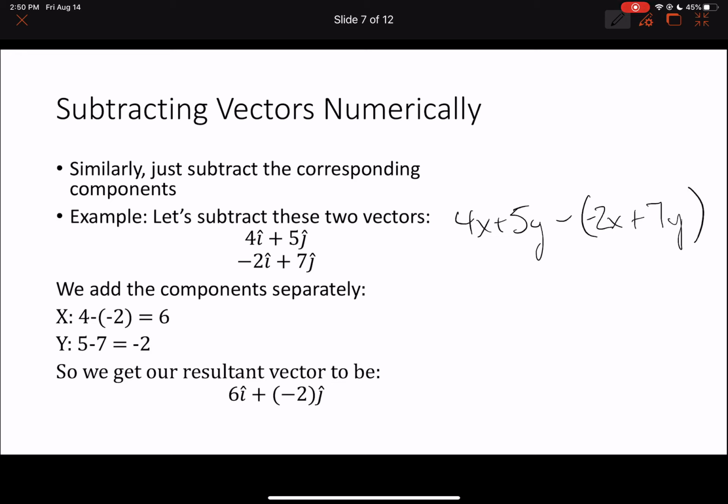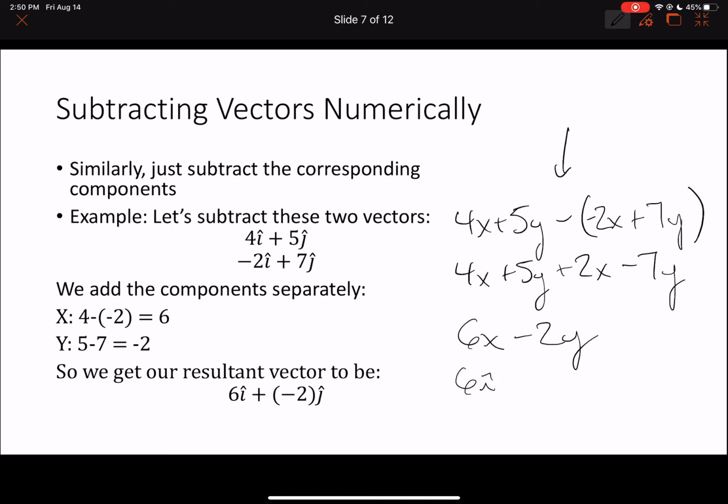And make sure this is negative. Don't forget your signs. Okay, well, we would just distribute this negative first. Right? Distribute the negative across both items. And then add like terms: 6x minus 2y. And then go ahead and replace the i hats back in their spots. And you got an answer.